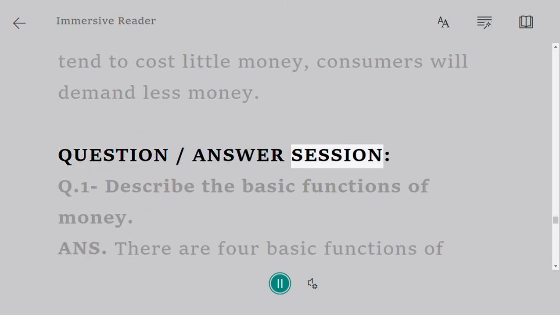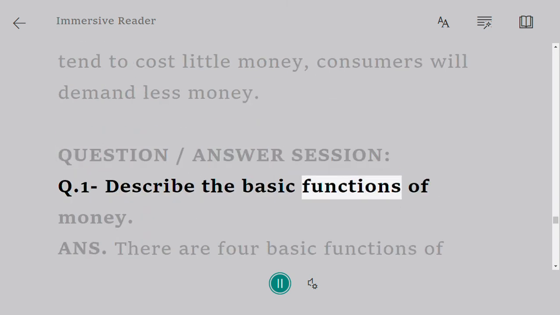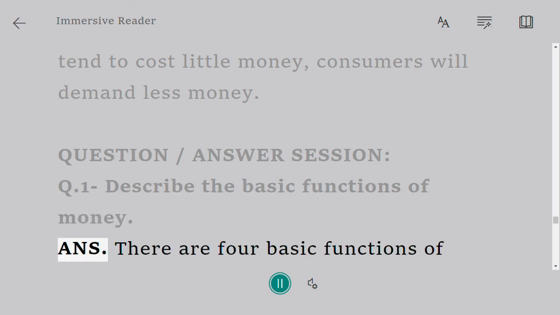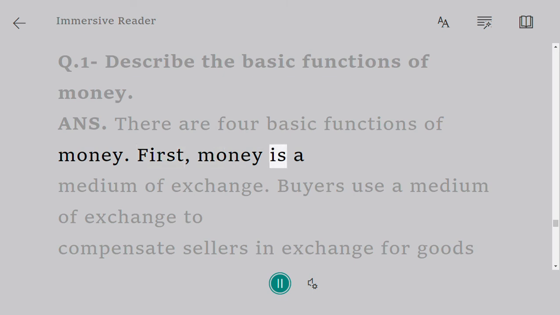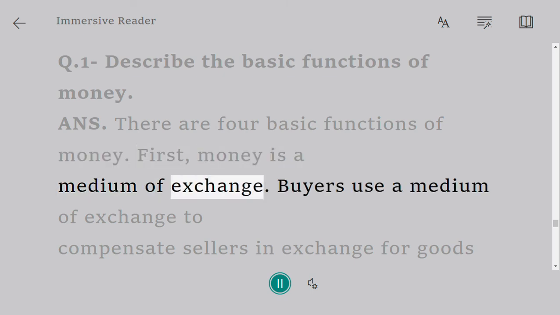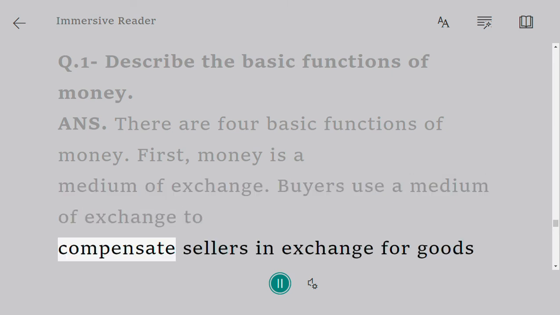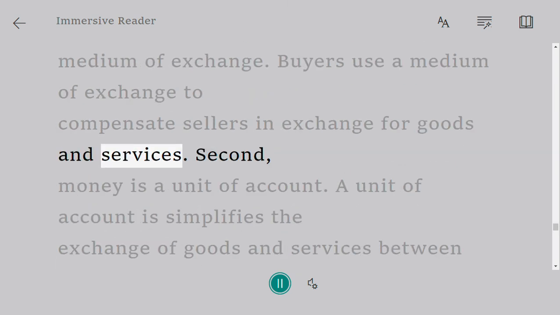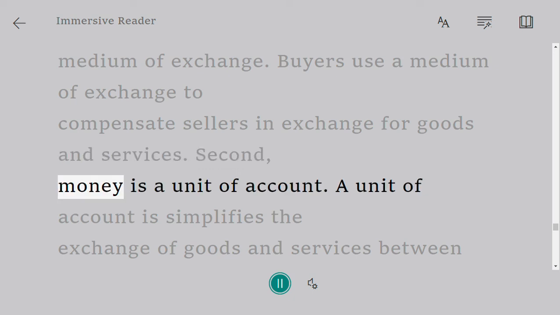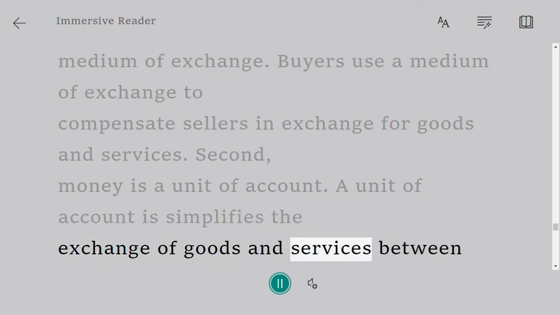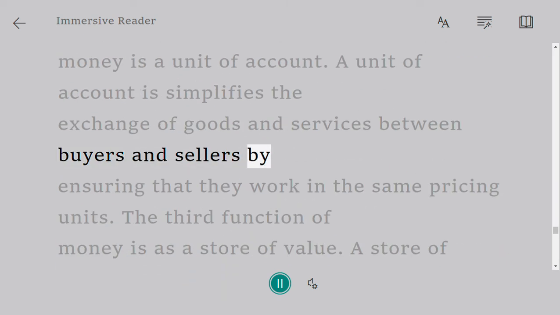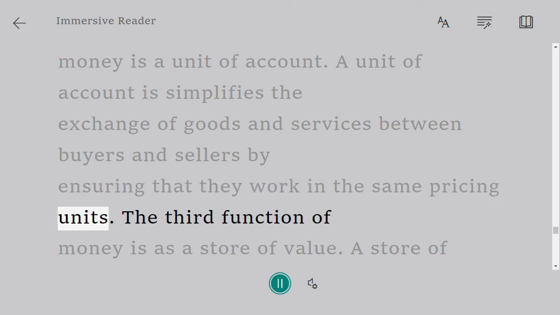Question/answer session. Q1. Describe the basic functions of money. ANS. There are 4 basic functions of money. First, money is a medium of exchange. Buyers use a medium of exchange to compensate sellers in exchange for goods and services. Second, money is a unit of account. A unit of account simplifies the exchange of goods and services between buyers and sellers by ensuring that they work in the same pricing units.